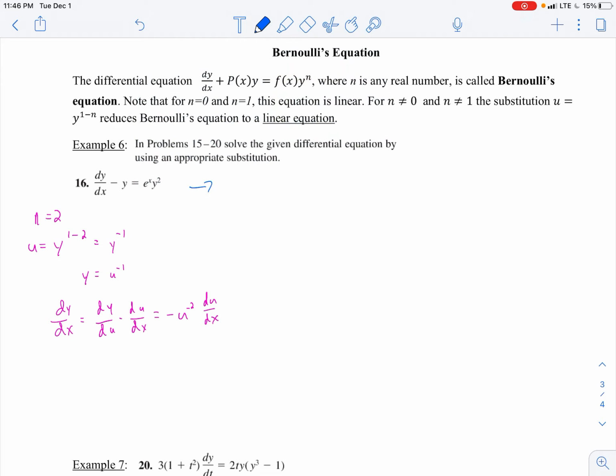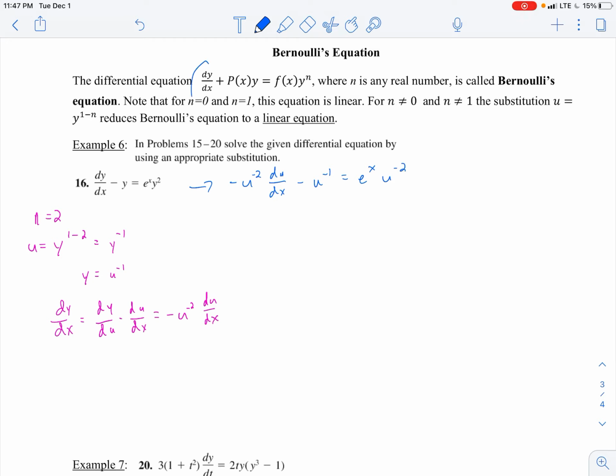So dy over dx is now negative u to the negative 2 du over dx minus y. Well, now our y is u to the negative 1, and that's equal to e to the x. Now y squared, what did we say y was? u to the negative 1 is going to be u to the negative 2.